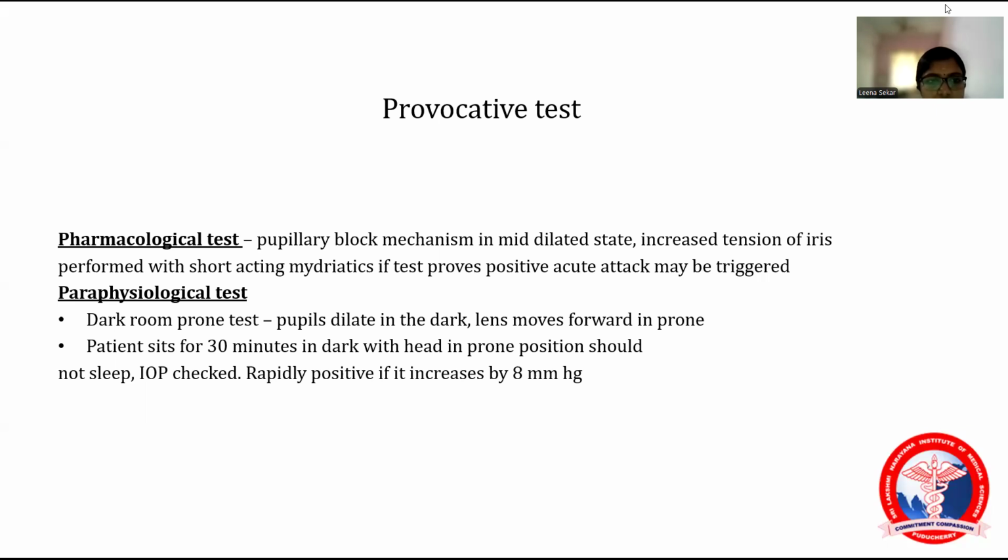We have a dark room prone test. The physiology behind it is that in the dark, the pupils will dilate and the lens will move forward in prone position, so this can trigger angle closure. How we are going to do this is the patient is made to sit in the dark for 30 minutes with head in prone position, and the patient should not sleep, and IOP has to be checked. The test is positive if there is an IOP increase of 8 mm mercury.